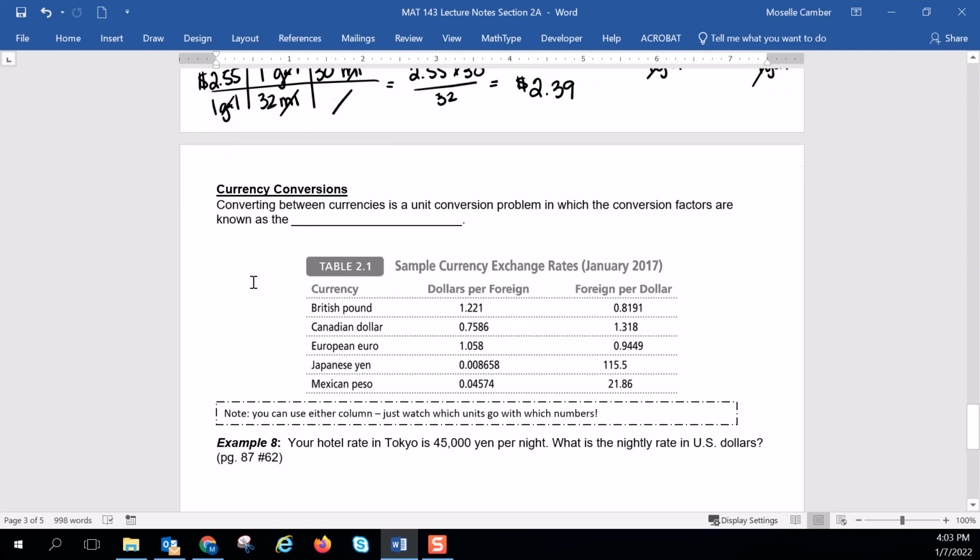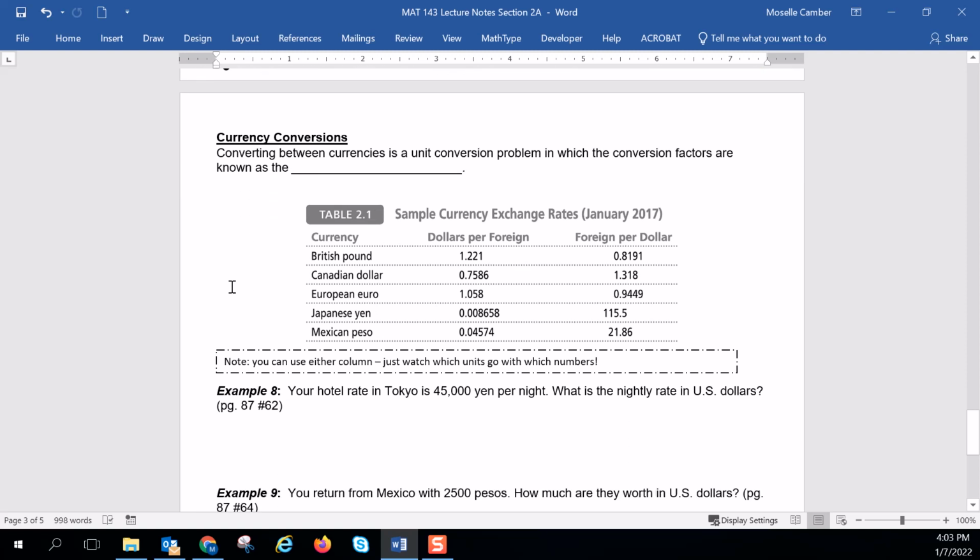Okay, another thing we see often with unit analysis is currency conversion. If you're ever going to travel outside the country, you're going to have to get new money in order to use it in that country. So when we're talking about converting currencies, we call that the exchange rate. So you're exchanging your country's money for another country's money.